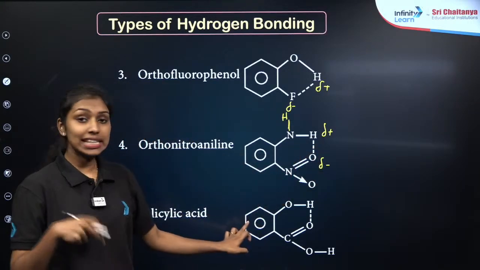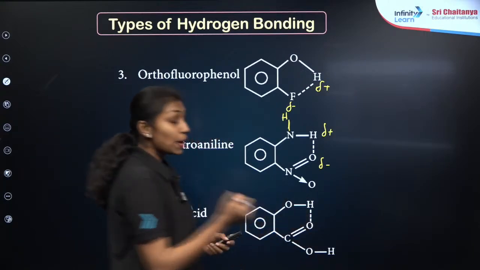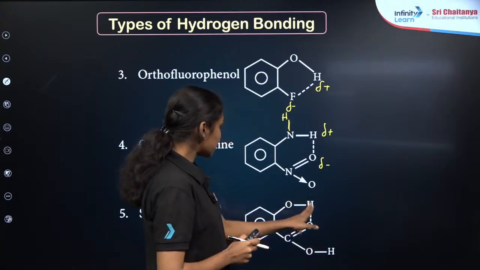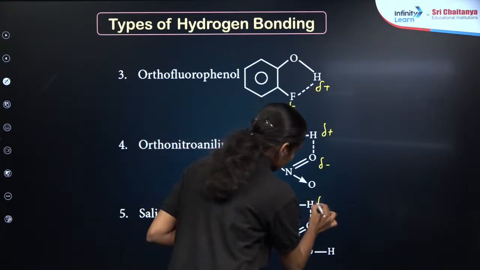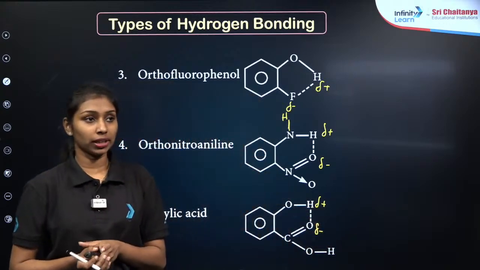Similarly, this is salicylic acid, which means ortho-hydroxy-benzoic acid. The COOH group, right? It is the acid group. OH means hydroxy. So here delta plus, delta minus, forming intramolecular hydrogen bonding. Clear?